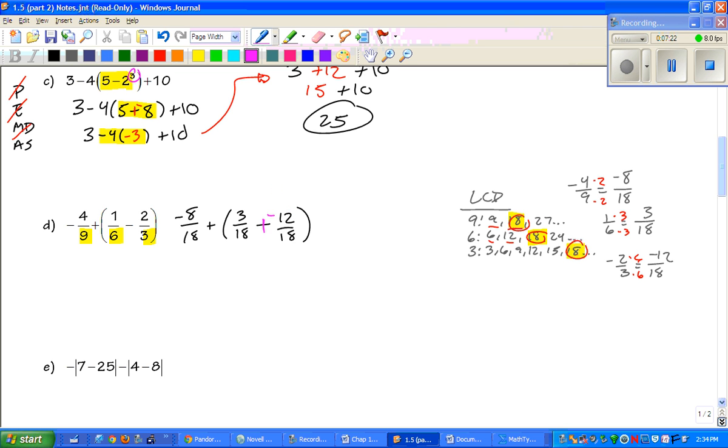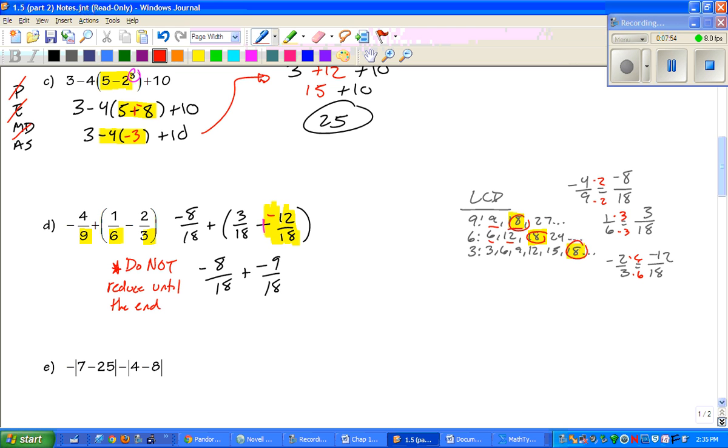And the opposite, the negatives win, because we have more negatives than we do positives, which gives us negative 8 over 18 plus negative 9 over 18. Now the key thing right here, do not reduce until the end.